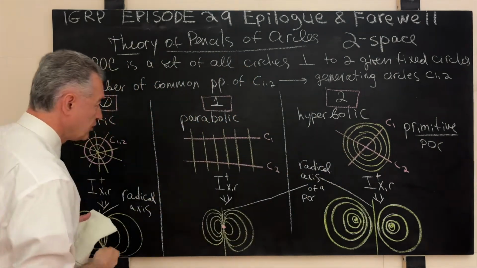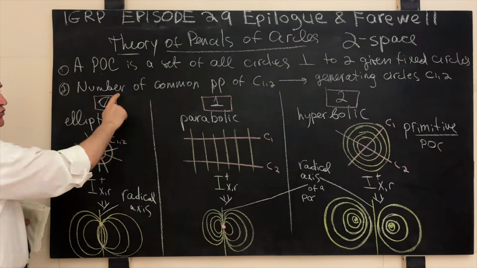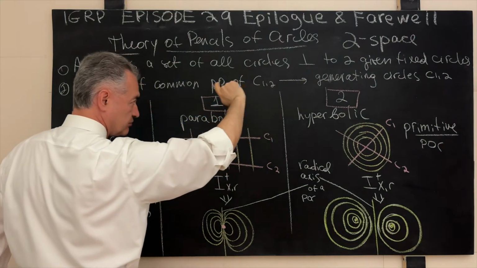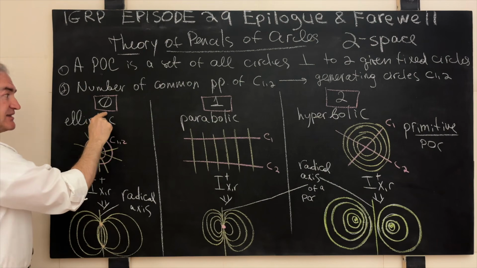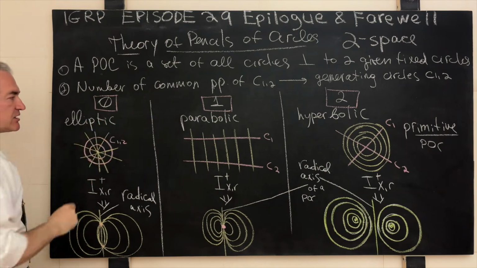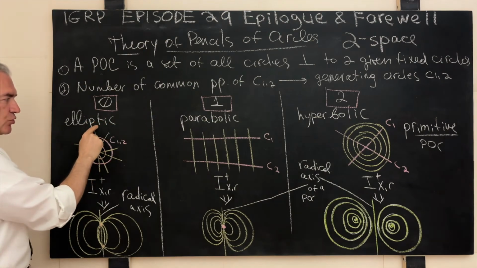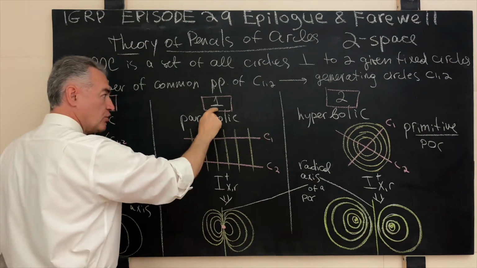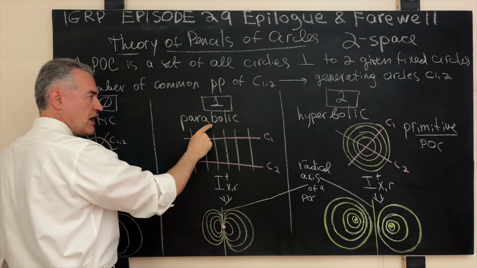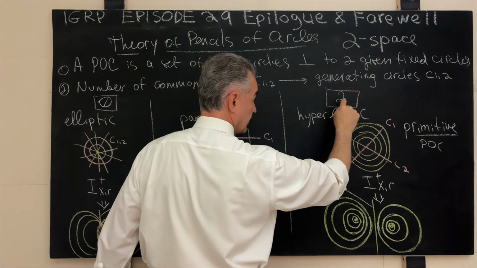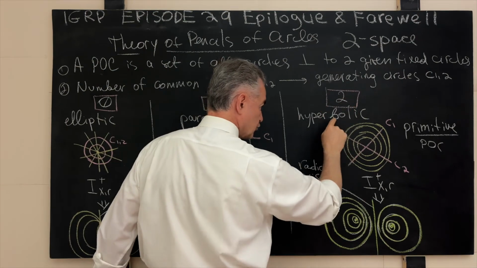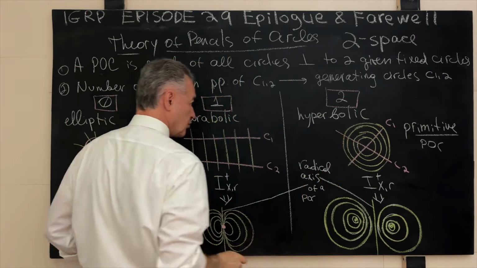And the definition over here is the following: if two generating circles, C1 and C2, coplanar, fixed, and all that good stuff, have precisely 0 points in common, then the corresponding pencil of circles is called elliptic. If the generating circles have precisely 1 point in common, then they're called parabolic. And if these two generating circles have 2 points in common, then the underlying pencil of circles is called hyperbolic. So how does that work?